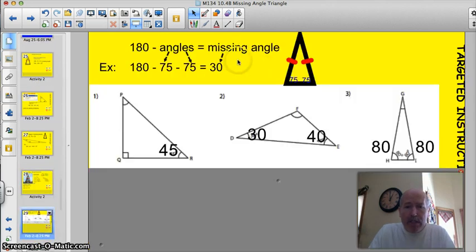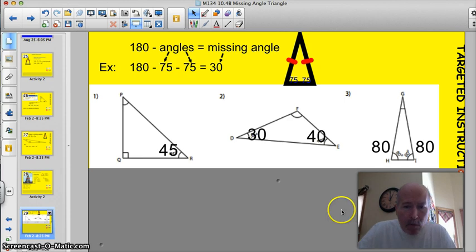Here we go. I've left this little example up there on top. Problem number 1, 2, and 3. And I'm just going to pause and let you use your calculator to work through and find the missing angle. Remember, subtract the known angles from 180 degrees to get the missing angle. Go ahead.